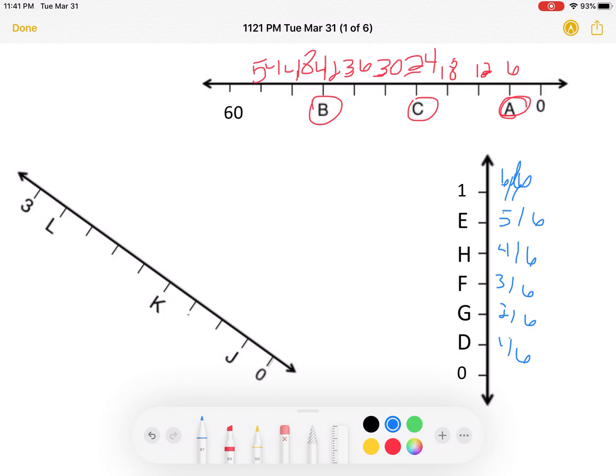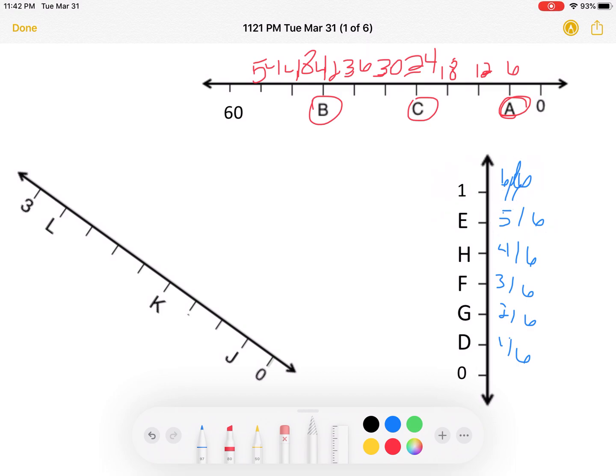Okay? So we've already gotten the value of each one of those letters, so we don't have to rewrite them because it's written right here. D equals 1/6. G equals 2/6. F equals 3/6. H equals 4/6. So on and so forth.